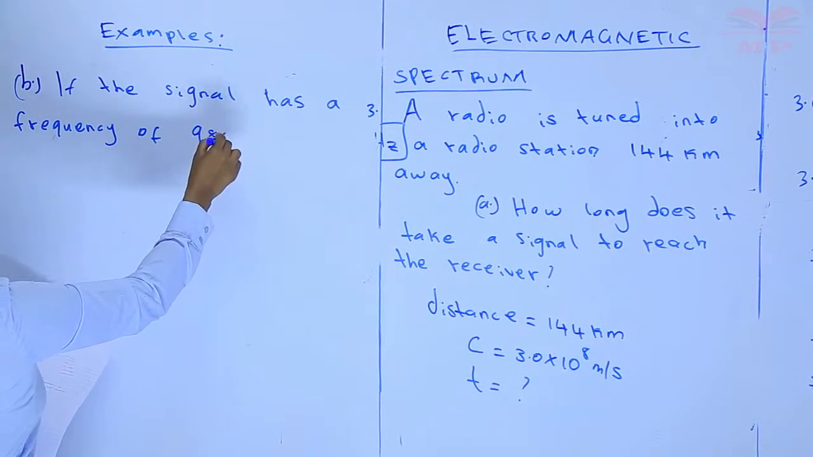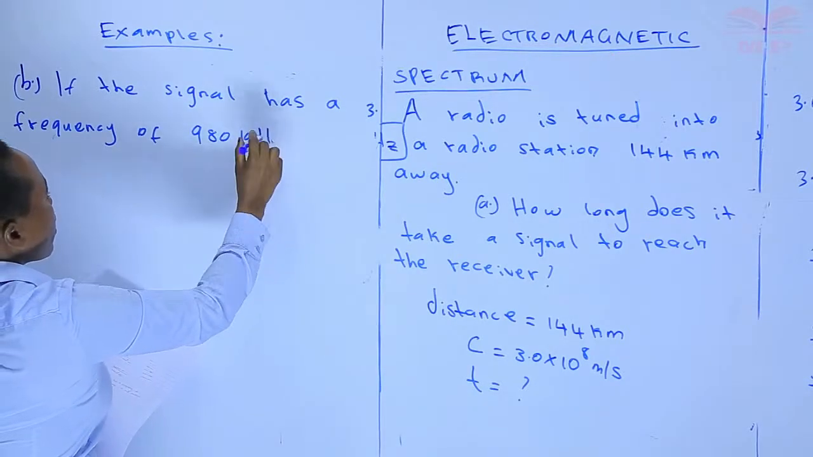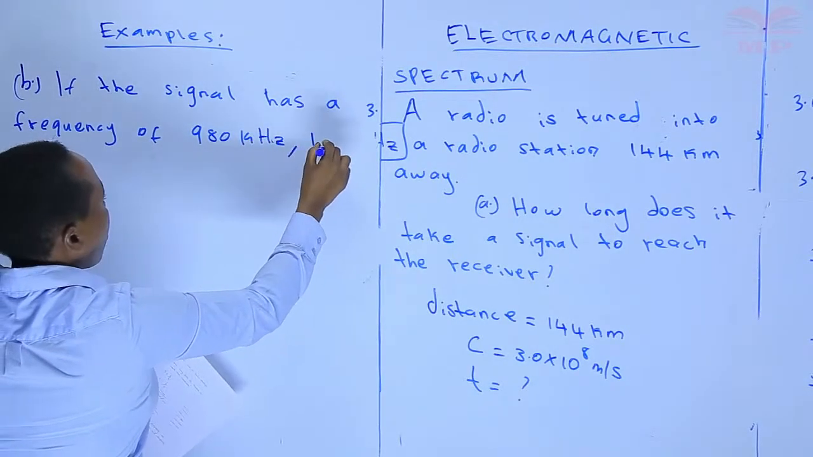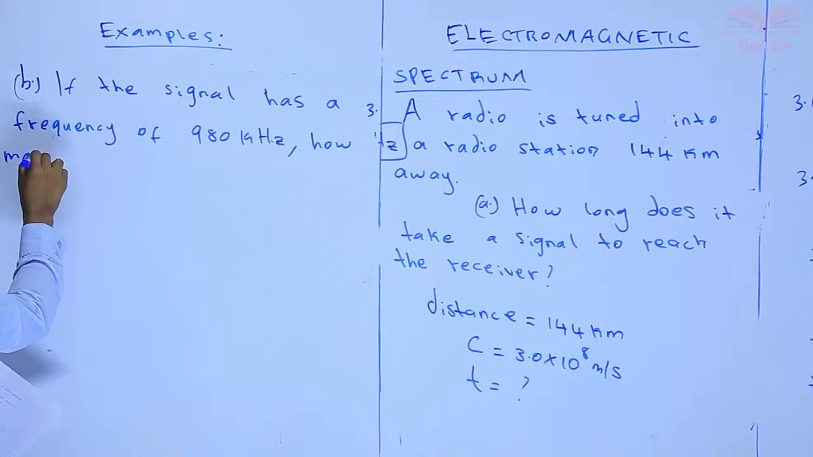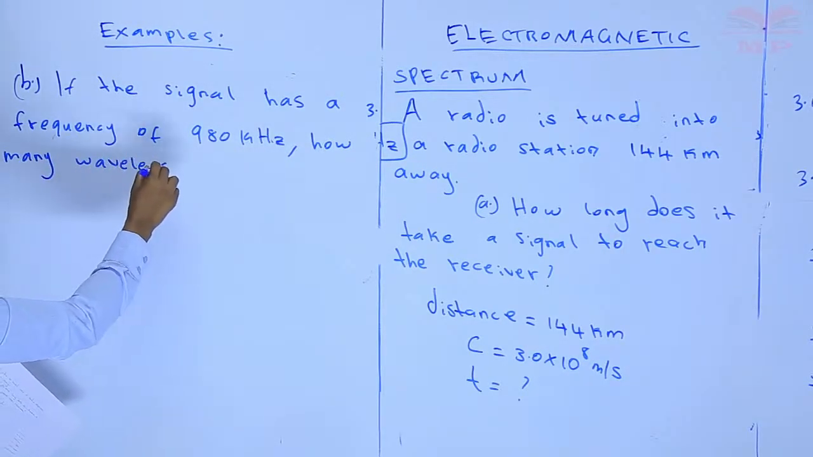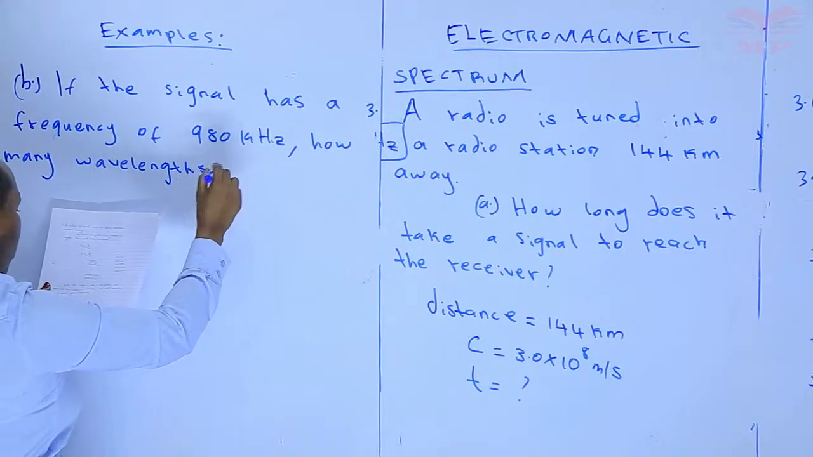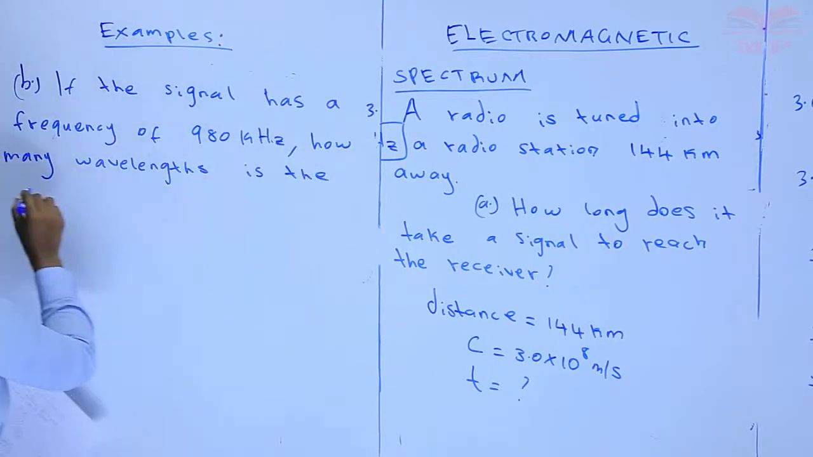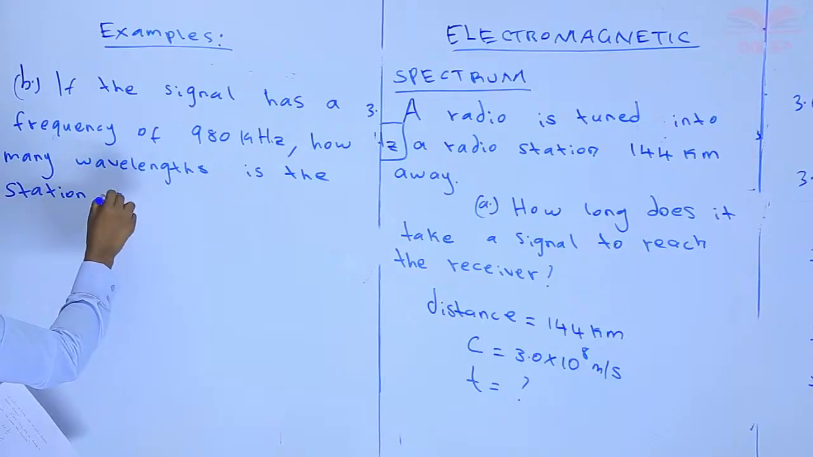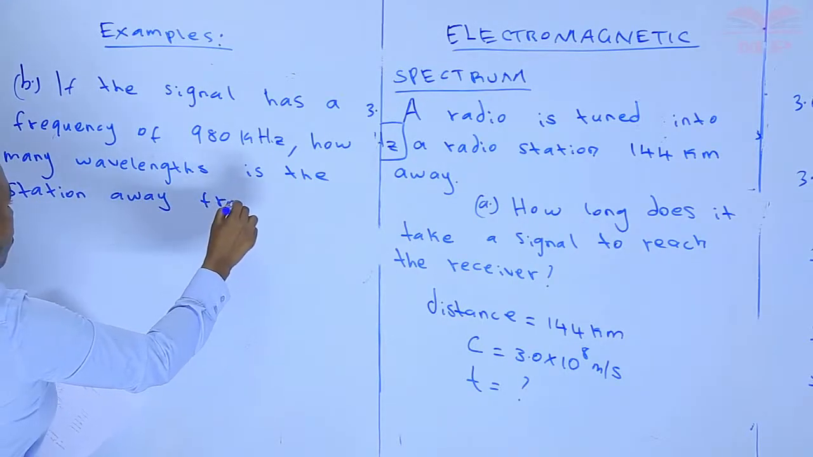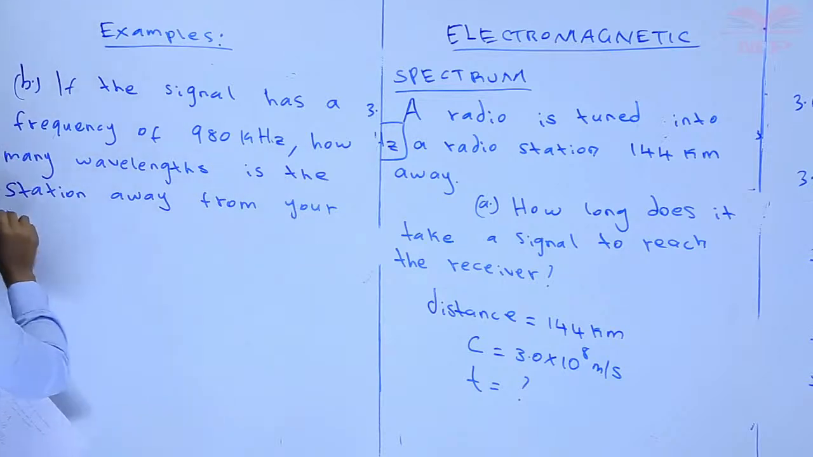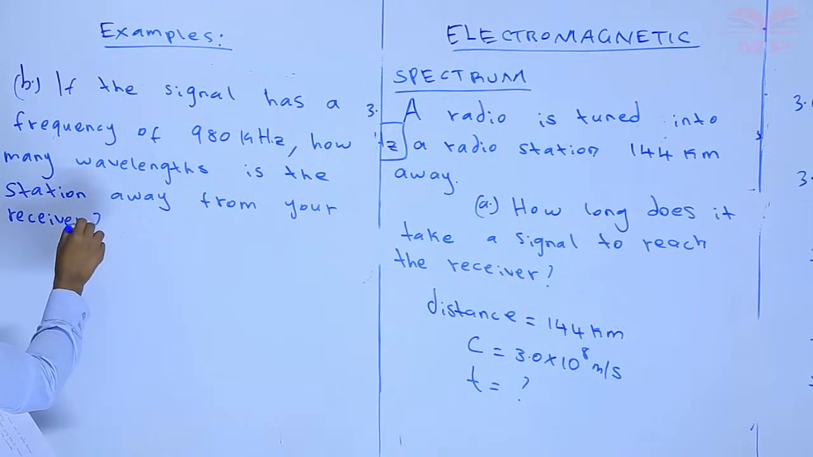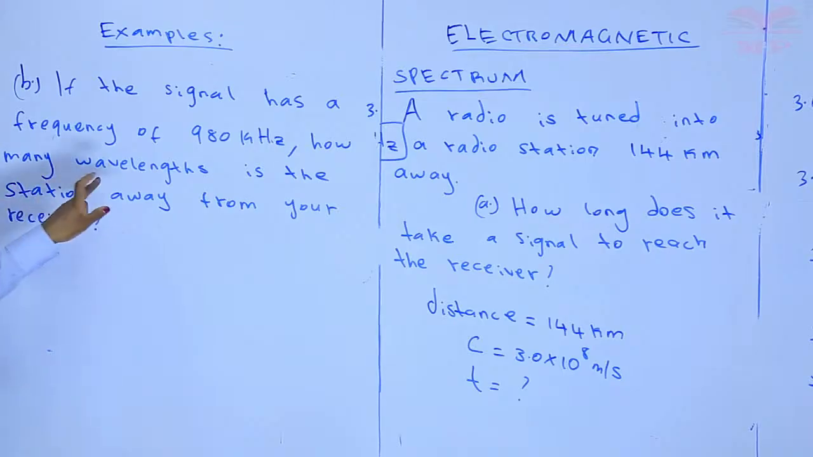In part B, we are told that if the signal has a frequency of 980 kilohertz, how many wavelengths is the station away from the receiver?